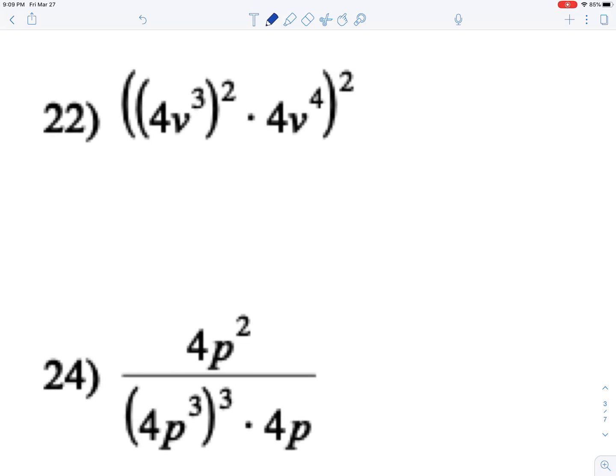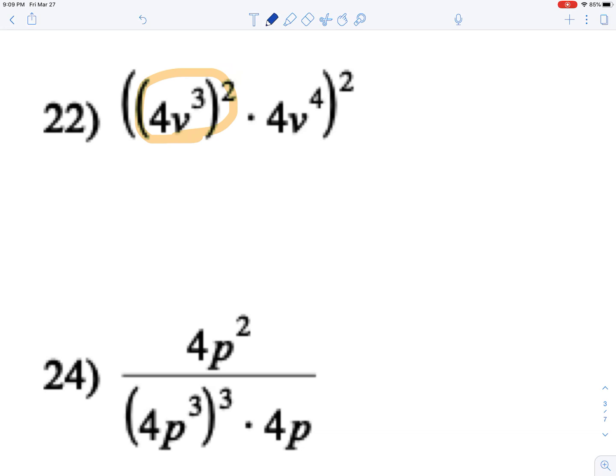Here's a little shot of insight into number 22. This has power to a power to a power inside. Oh, it's so fun to unwrap this one. My suggestion, work from the inside out. I'm going to deal with this baby first, this 4v cubed to the second power.